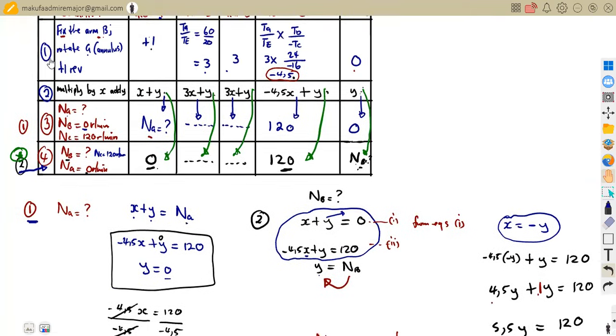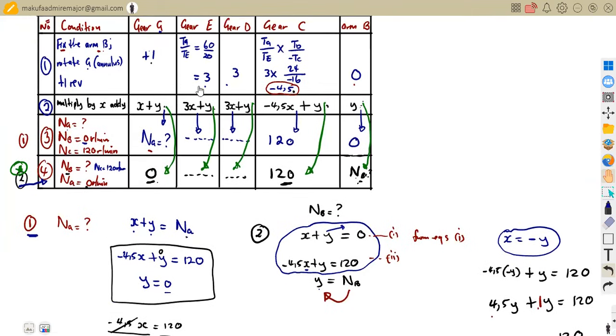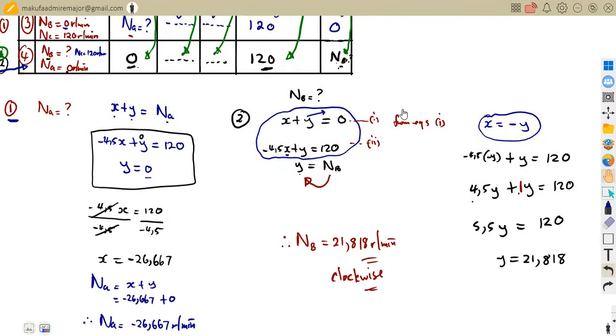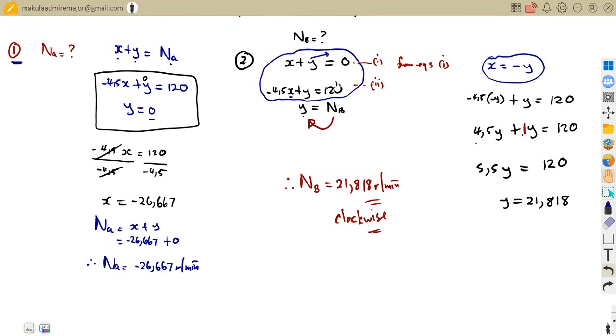The first stage, the second stage, it's a fixed part that you need to know. You fix the arm, you rotate the annulus, or you rotate the largest gear wheel. The second part, you multiply by x and you add y. So it's a fixed part that you're supposed to know. Then from there, by solving your simultaneous equation, or by solving for x and y, you can calculate whatever speed that you're supposed to calculate. Here, we're dealing with the speed on G. Here, we're dealing with the speed on B. This is our first question. This is the second question.